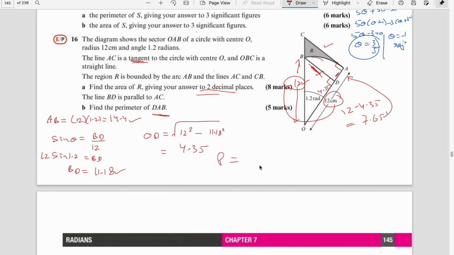So the perimeter is equal to 7.65 plus the arc AB, which was 14.4, plus BD, that is 11.18. 7.65 plus 14.4 plus 11.18, and this is 33.23 centimeters, approximately equal to 33.2 centimeters. To 2 decimal places, so this is the answer.